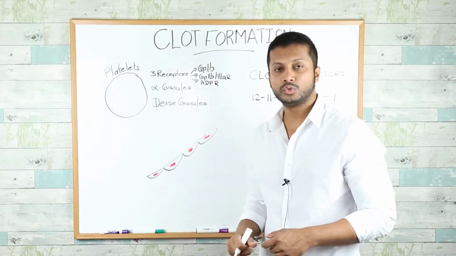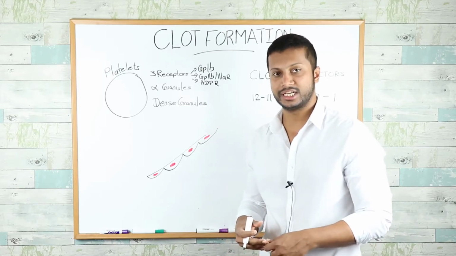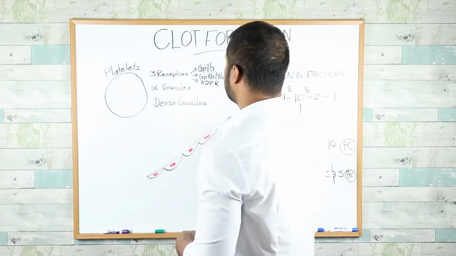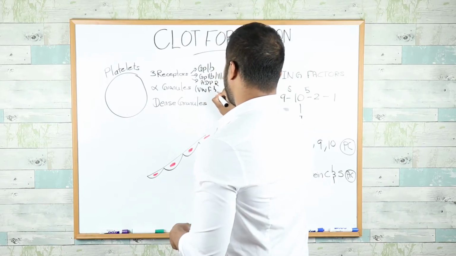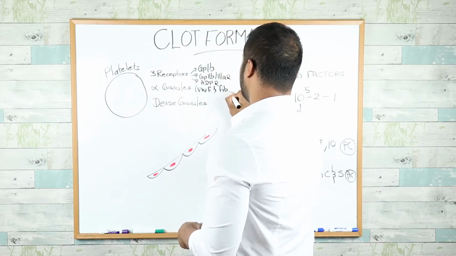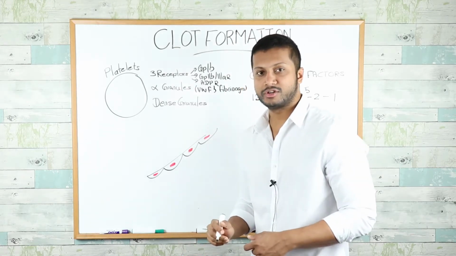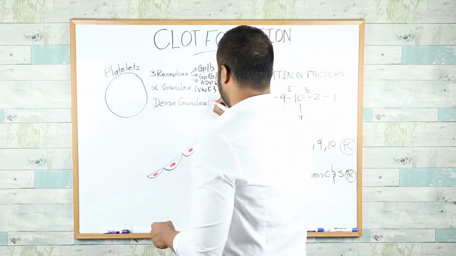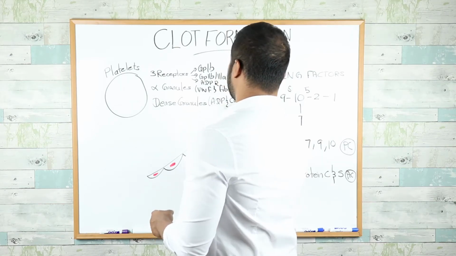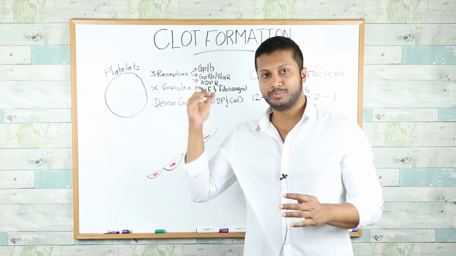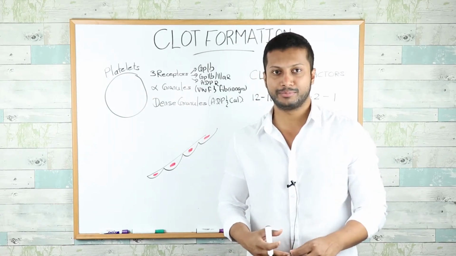And then you have two types of granules. Number one is alpha granule and the other one is the dense granule. What do the alpha granules contain? They contain von Willebrand factor and fibrinogen. And what do the dense granules contain? They contain ADP and calcium. Alright, we're going to use these players later on in the next video when the primary platelet plug is being formed.